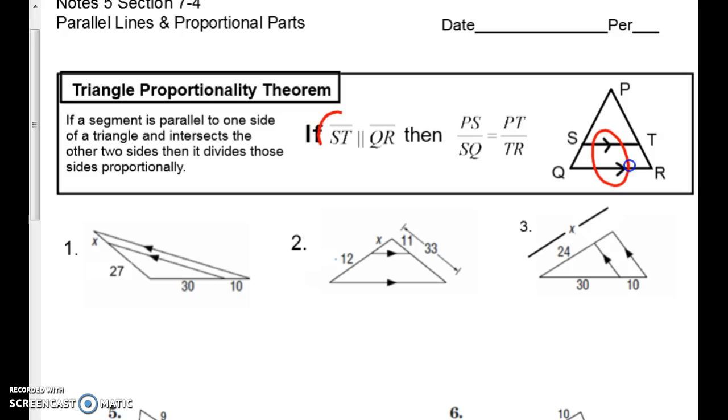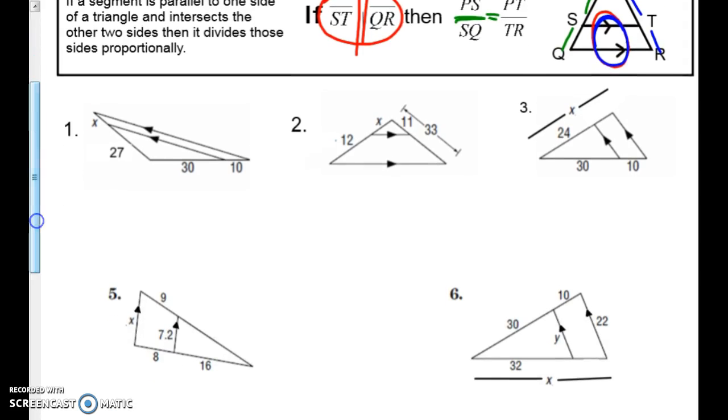What this is saying is if those lines are parallel, right, that's a symbol for parallel, then I can say that PS over SQ is going to be equal to PT over TR. So I don't have to go back and find the whole side of a triangle. There's a special little caveat that we can use if these are parallel. So I can just use parts of triangles, because the triangles are similar, they're telling you that.